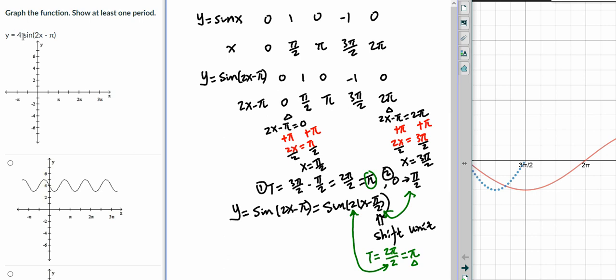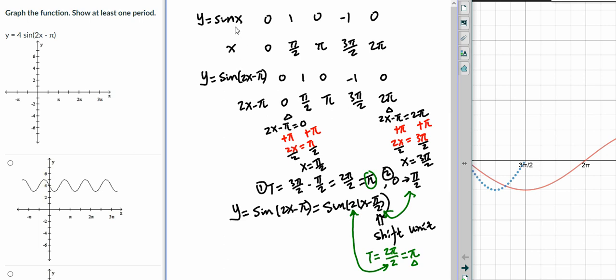do not consider this 4. We just consider this one, sine 2x minus pi. We know this 4 is going to change the amplitude in the vertical direction. So we know the amplitude for this function is just 1. So between this function with the coefficient 4 in front of sine, and this function, that's an easy way to go. Easy to understand. Now, we'll first work on that.